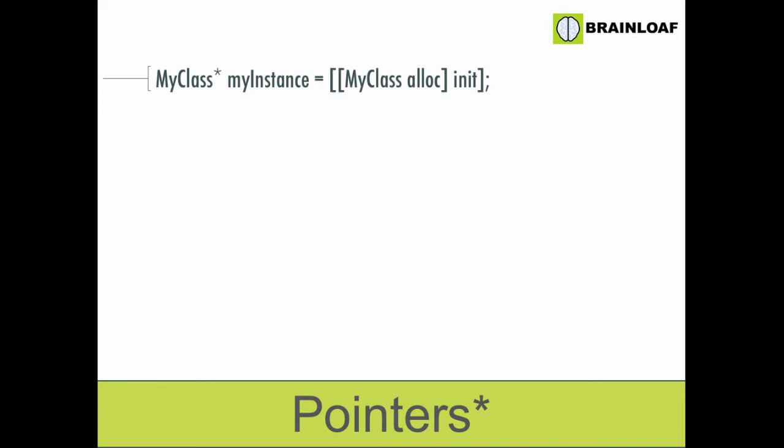Two things are important here. One is that you'll see in this example here that we have to allocate space for that memory and then initialize the object into that memory space. So it's kind of a two-step constructor process when you're dealing with Objective-C.